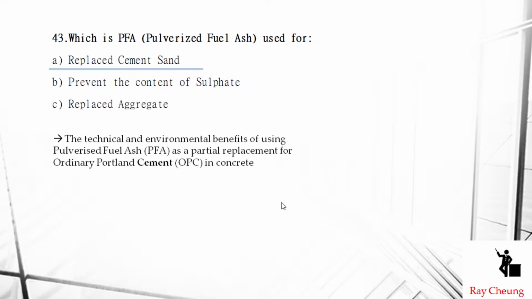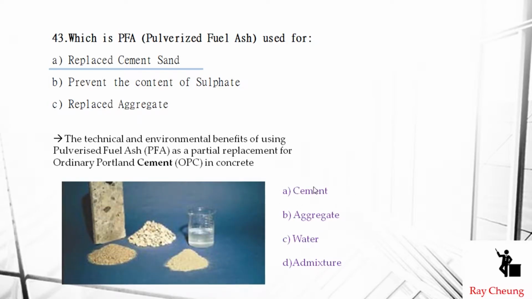And this one is so-called... if we need to understand normally the concrete, it includes 4 basic elements. The first ones are cement, aggregate, and water, and mixture. And mixture is something nice. If we want it to dry quicker, we put some in, and if we want to put some color inside, they also put some in.